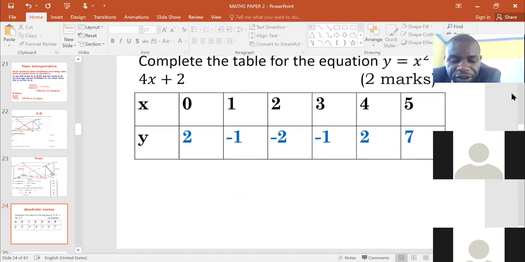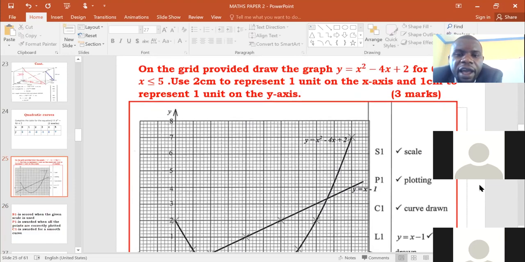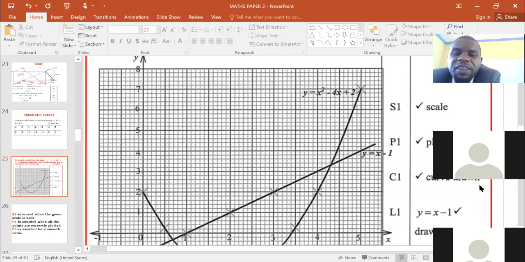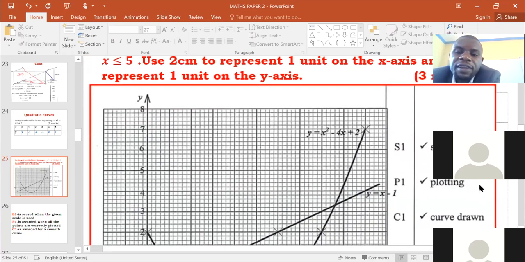Now, when it comes to plotting the graph, if you look at that question, on the grid provided, draw the graph of the equation given there, and the scale is specified in this particular area: 2 centimeters to represent 1 unit on the x-axis, and 1 centimeter to represent 1 unit on the y-axis. So if a scale is given in a graph or in any other question, it must be used. That means that the scale given must be applied. If you fail to use the scale that is given, the S1 mark there will be S0. You'll be penalized for not using the correct scale.